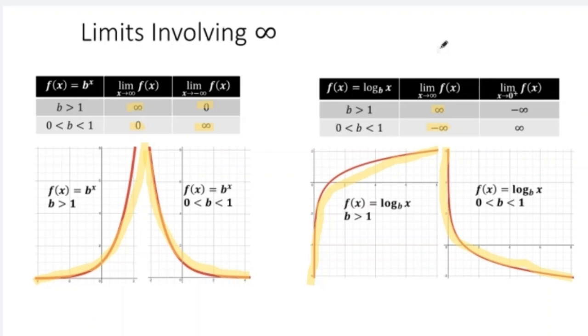Since the domain of our logarithmic function is 0 to infinity, evaluating the limit as x approaches negative infinity does not make sense. However, we do want to look at what happens as x approaches 0. But since we can only plug in positive values, we'll only consider x approaching 0 from the right. By analyzing both graphs, we can see that if our base is bigger than 1, f of x approaches negative infinity as we approach 0 from the right. But if our base is between 0 and 1, our function approaches infinity. This tells us that whether our base is bigger than 1 or between 0 and 1, logarithmic functions have a vertical asymptote at x equals 0.